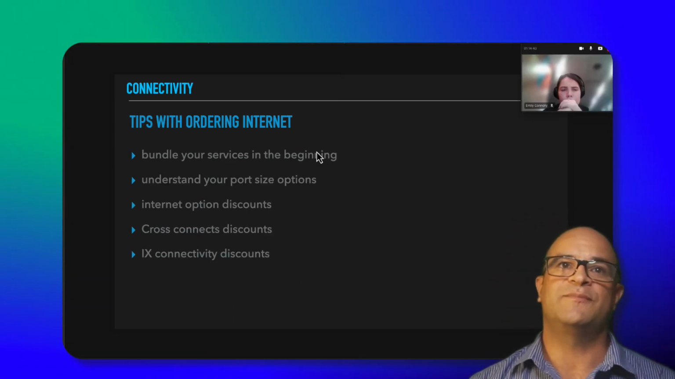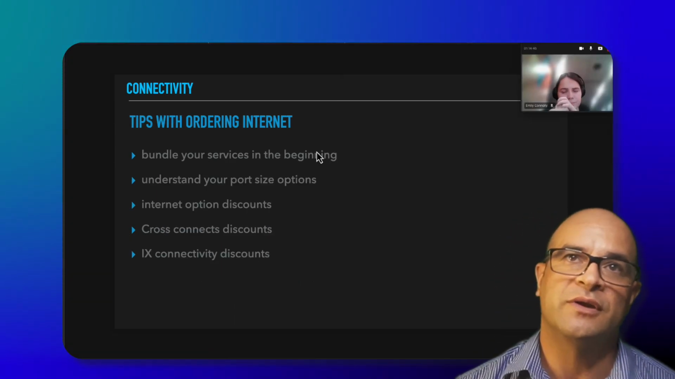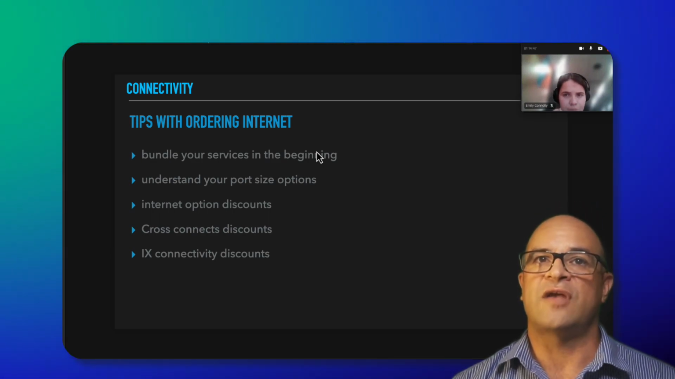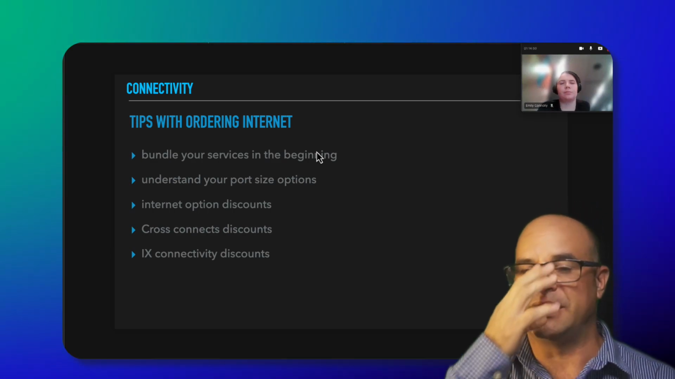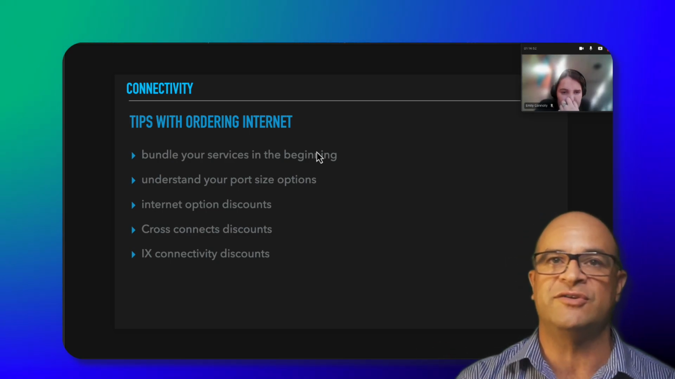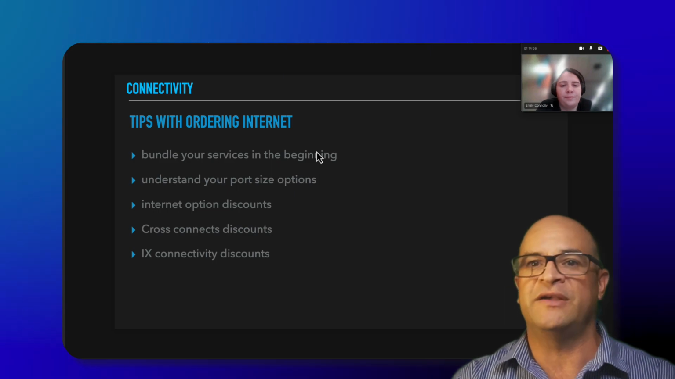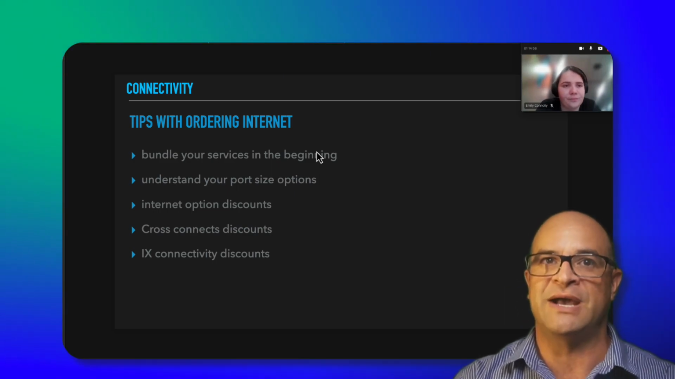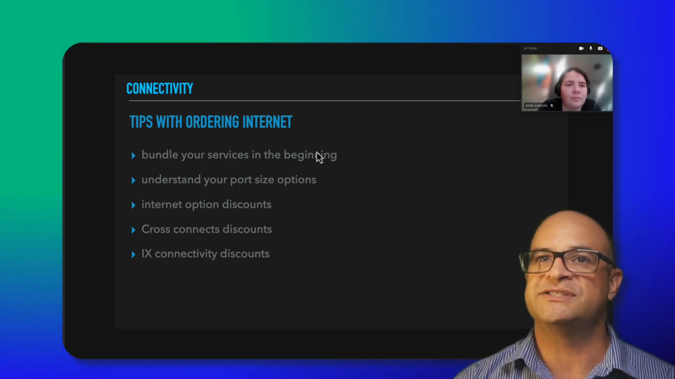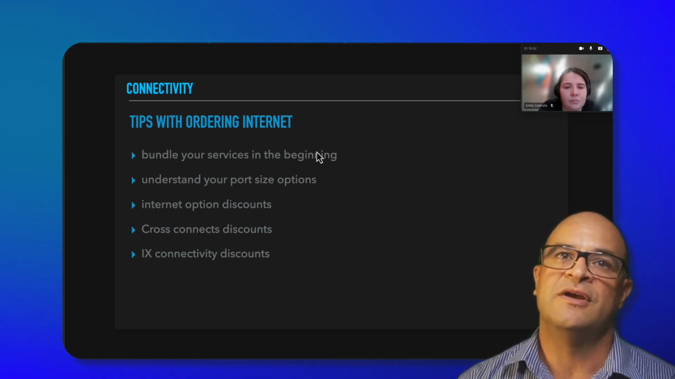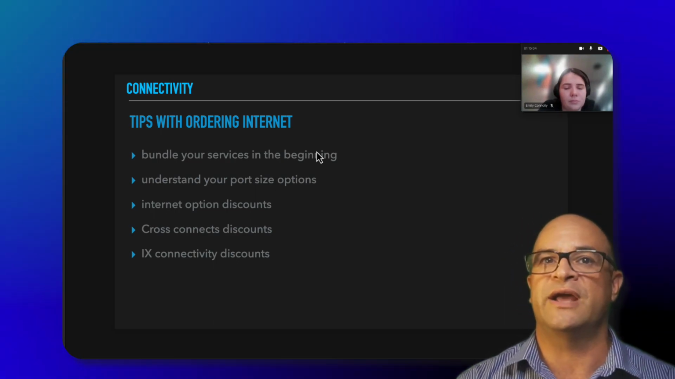So, tips when you're ordering your internet circuits: bundle your services in the beginning. Do not wait to do that after you sign your agreements, because at the end of the day, they're going to give you the best price in the beginning in order to get you as a customer. Understand your port size options and also understand your internet option discounts.